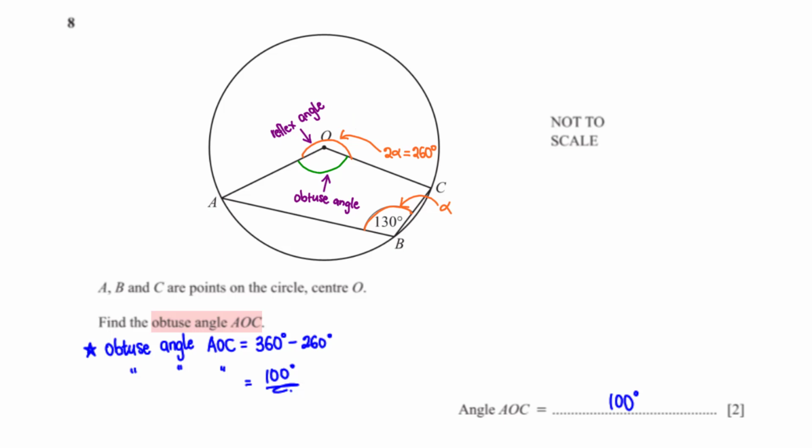260 degrees is not an obtuse angle. To find the obtuse angle at AOC, we will subtract 260 degrees from 360 degrees, and we get a final answer of 100 degrees.